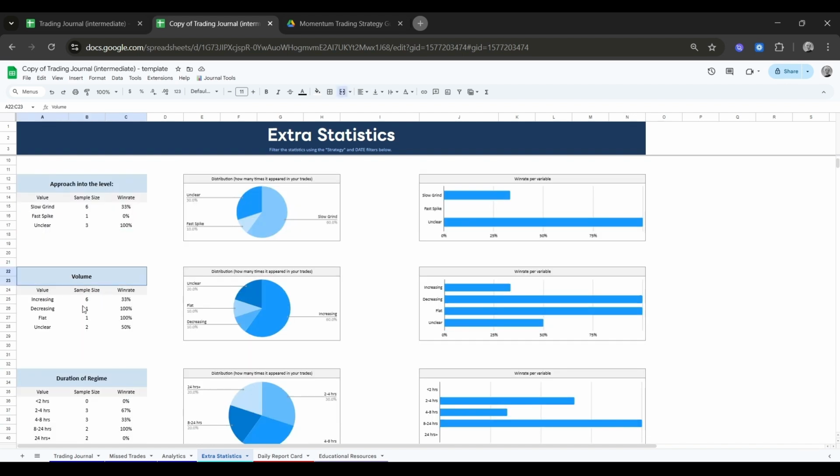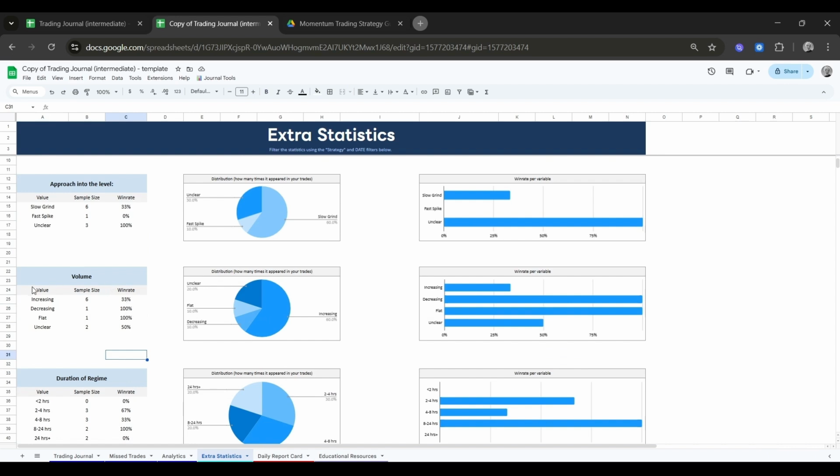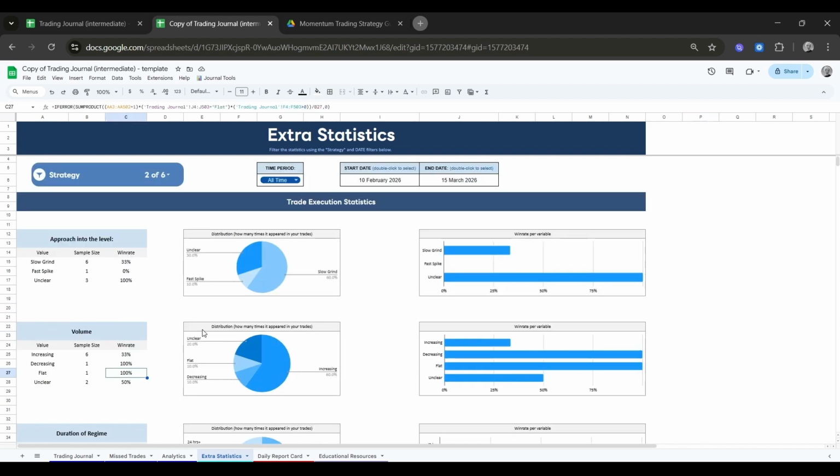Okay, and the same goes for the volume, and the same goes for duration of regime. So for this specific random example, decreasing and flat have the highest win rates. So the insight here is I should probably trade more when these variables are present, and I should probably trade less when increasing is present. However, I'll just quickly run through the examples.